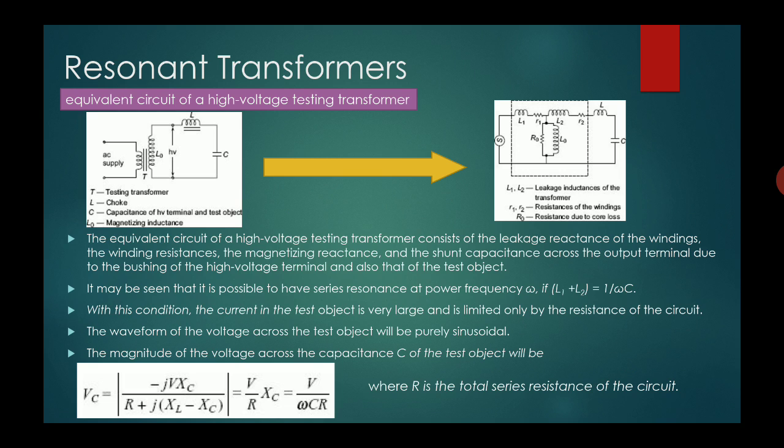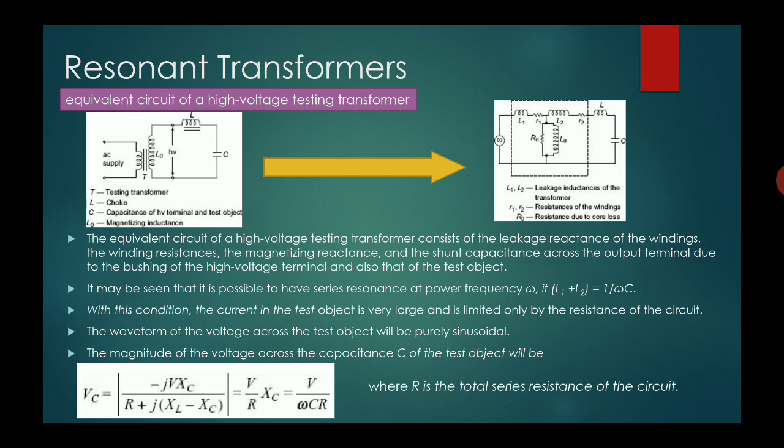Now we'll be coming across another type. It's called the resonant transformer. Okay, so before that, we need to understand the equivalent circuit of a high voltage testing transformer. On the left hand side, you have a transformer connected to a choke and the capacitance of the test object. Now on the right hand side, the equivalent circuit is drawn, where you have the impedance of the primary and the secondary and the core losses shown in terms of a circuit.